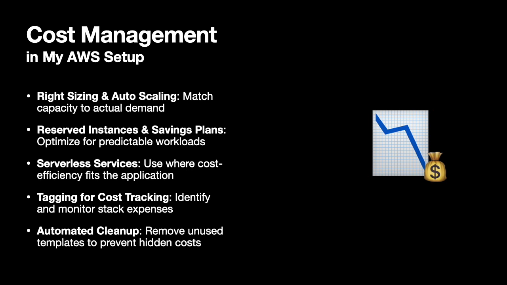Where possible, I consider serverless services like Lambda, which only charge for actual usage, ideal for event-driven or lightweight applications. I tag every resource stack with identifiers to track costs clearly, making it easy to analyze which part of the infrastructure consumes what. And finally, I've automated template cleanup. Stale or unused environments are deleted automatically to avoid hidden costs.